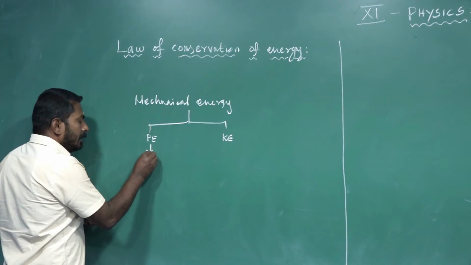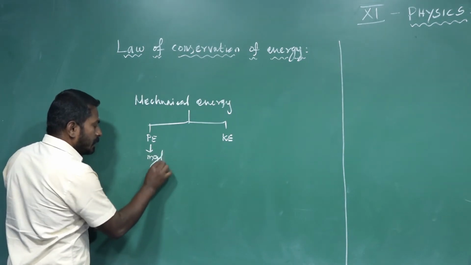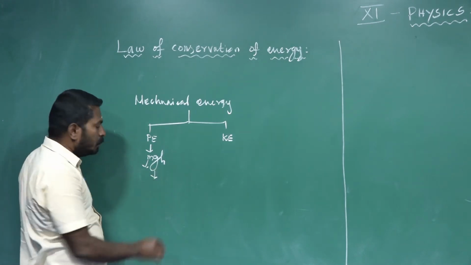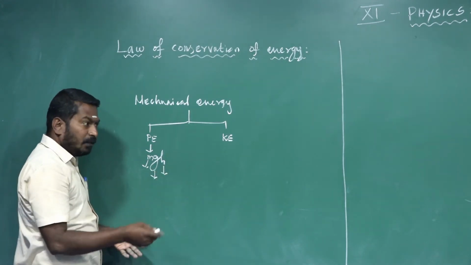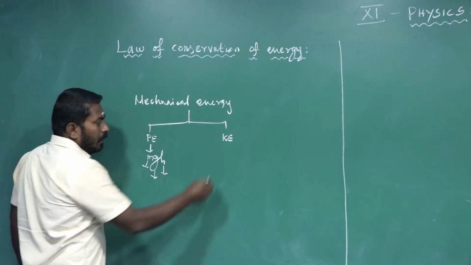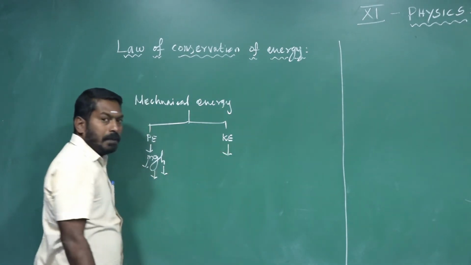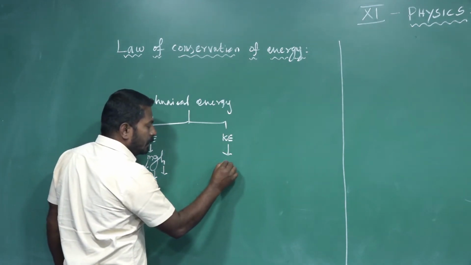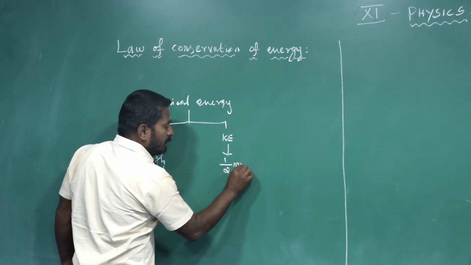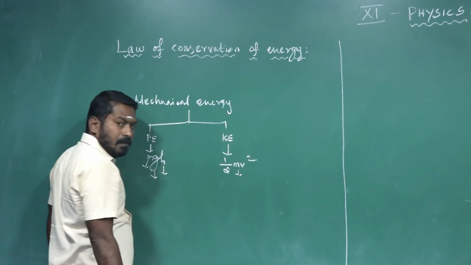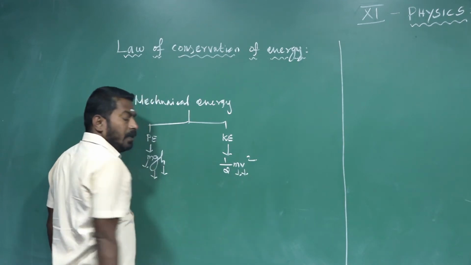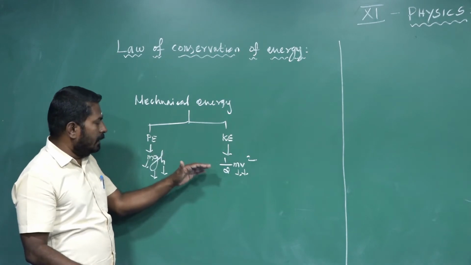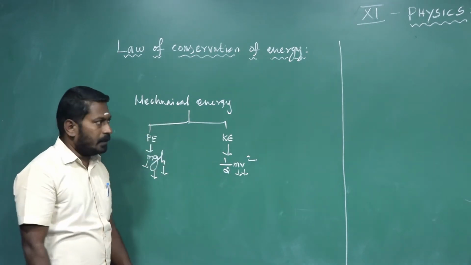It can be calculated from the equation mgh, where m is the mass of an object, g is the acceleration due to gravity, and h is the height of the object from the ground. Kinetic energy is possessed by a body due to its motion. It can be calculated by the equation half mv square, where m is the mass of an object and v is the velocity of the object. So potential energy and kinetic energy belong to mechanical energy.